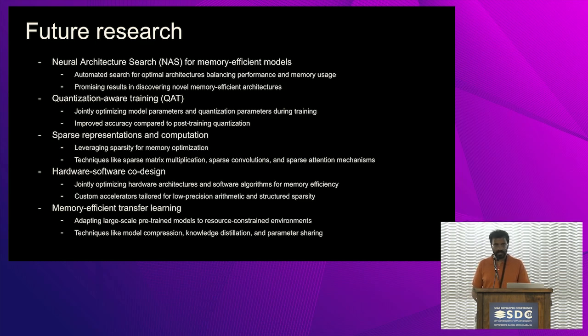So these are avenues for future research. Ideally, there's a lot of focus on neural architecture search for memory-efficient models. It's effectively an automated search for optimal architectures that balance performance and memory usage.